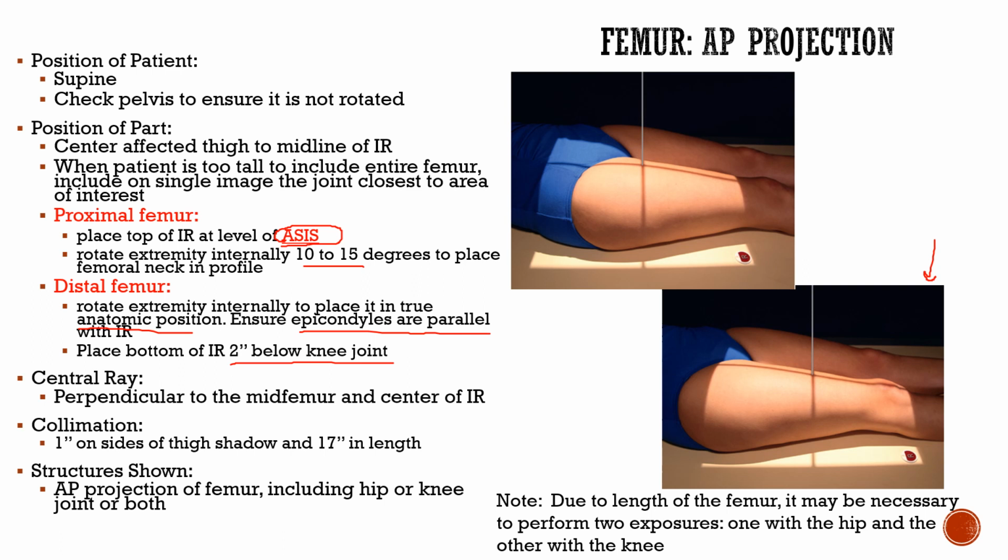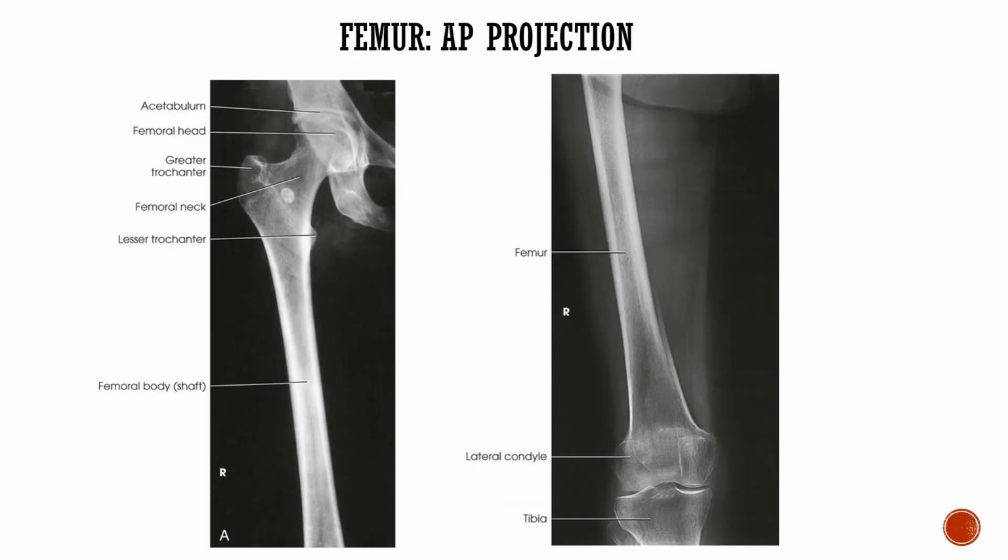We're going to have AP projections of the femur, including the hip and or the knee joint or both. And due to the length of the femur, that is why we many times have to perform two exposures, one of the proximal femur and one of the distal. And so here are the two images, one of the proximal, one of the distal femur, the AP projections.